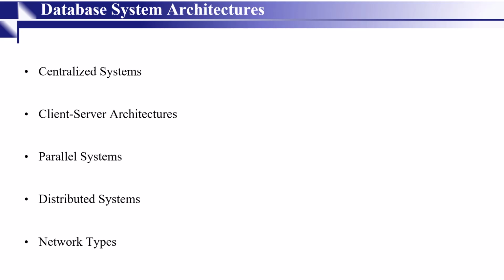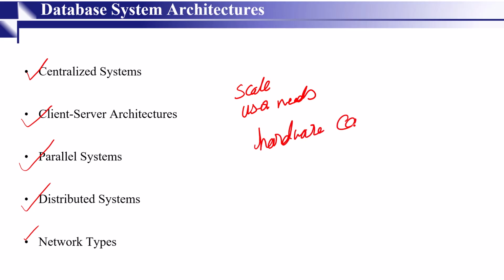We will examine four key types: centralized systems, client-server architecture, parallel systems, distributed systems, and also the network types that we use for database systems. Each represents a different approach to managing data, influenced by factors like scale, user needs, and hardware capabilities. We will also briefly cover network types as they play a critical role in how these systems communicate. This overview sets the stage for understanding modern database design.